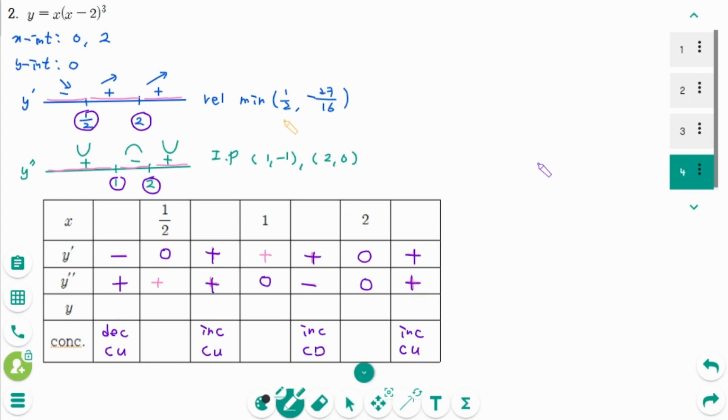The relative minimum is (1 over 2, minus 27 over 16). Inflection points are (1, minus 1) and (2, 0). The shape of the function is concave up and decreasing like this, concave up, increasing, concave down, increasing, concave up, increasing.